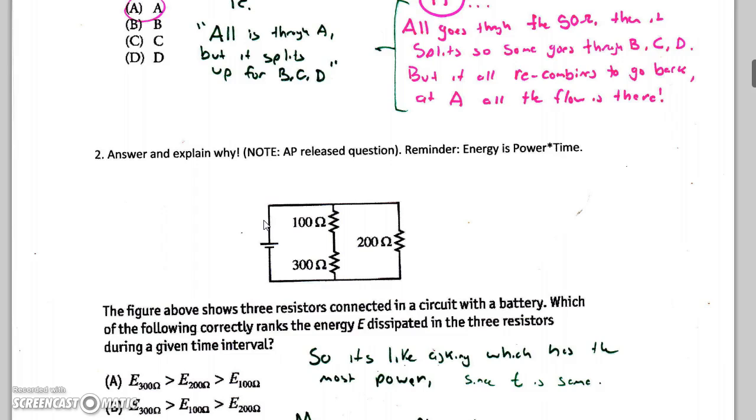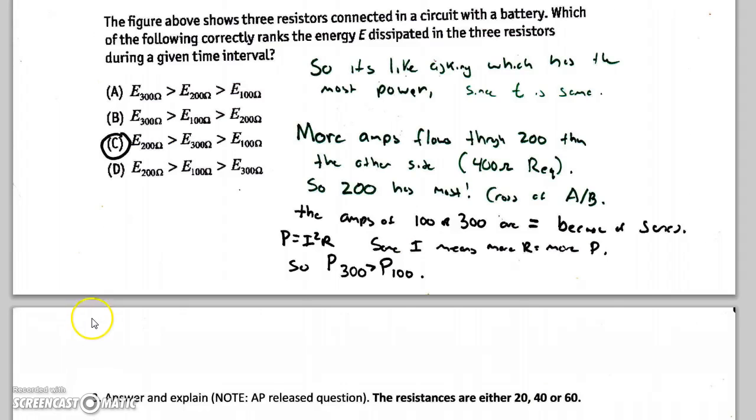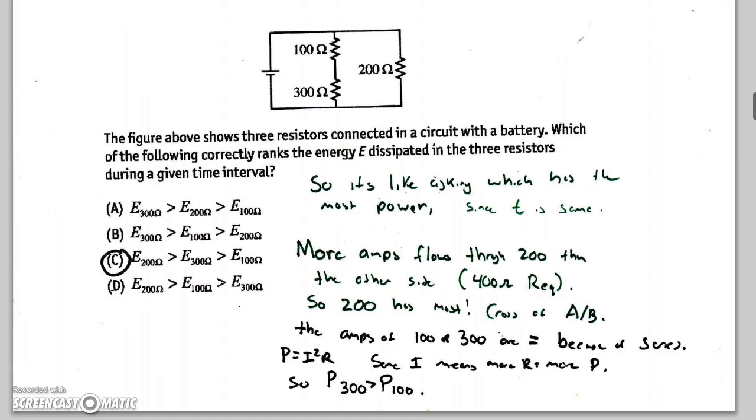Let's go on to number 2 now, which is maybe one of the toughest ones to understand. Looking at this problem, the question says, in the figure above, 3 resistors are connected to the battery. Which of the following correctly ranks the energy dissipated or given off by the 3 resistors during that time period? So all the same time period.